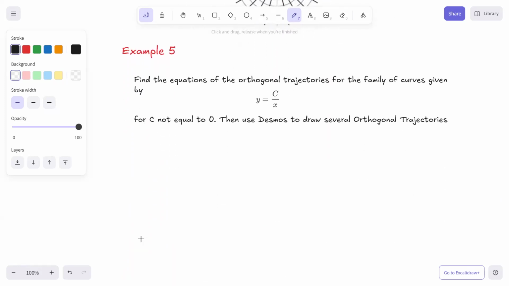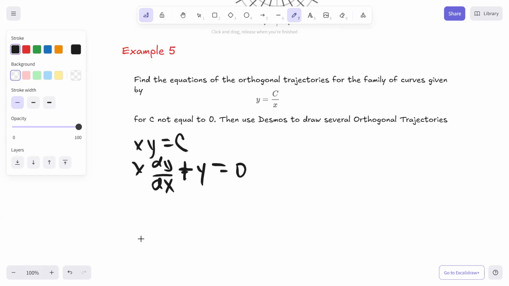So in example 5 here, we're going to find the equations of the orthogonal trajectories for the family of curves given by y equals c over x, where c is not equal to 0, and then we're going to use Desmos to draw those. So the first thing we want to do is write this equation as xy equals c, and then by differentiating implicitly with respect to x, we would have x dy/dx plus y equals 0.